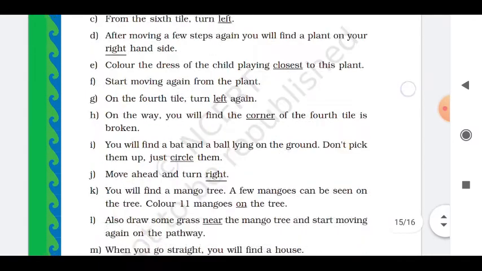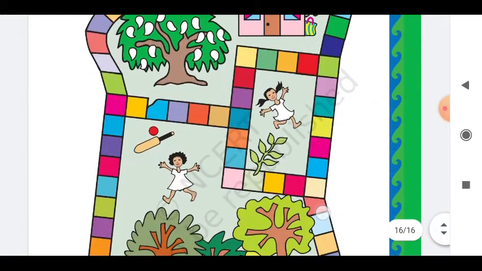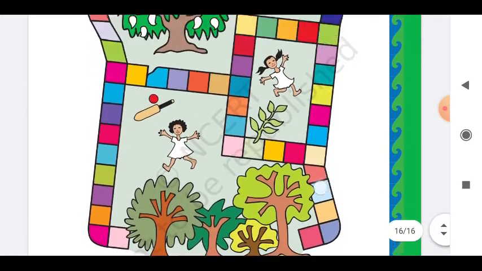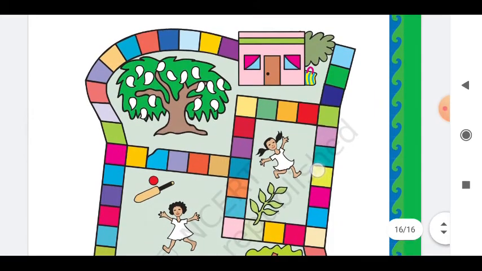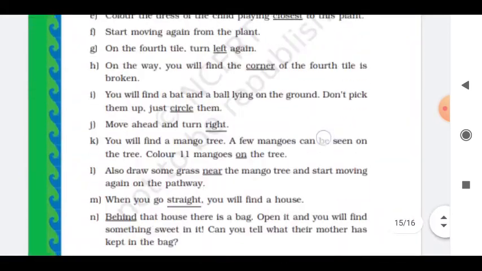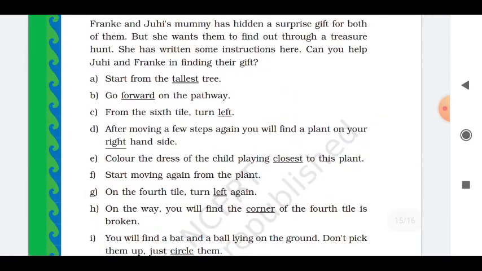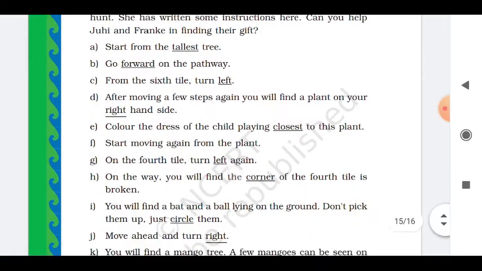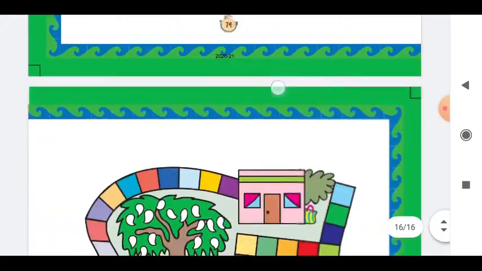See, a treasure hunt is one of the games. The mother brought a gift and hid it. And here some directions are given, because she wants them to find it. She has written some instructions here. Can you help Juhi and Frankie find their gift? You have to help them reach that hidden gift.